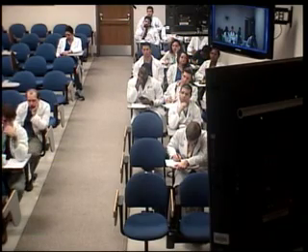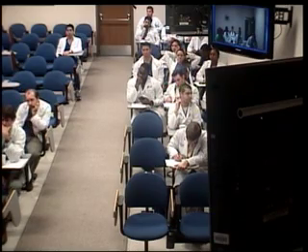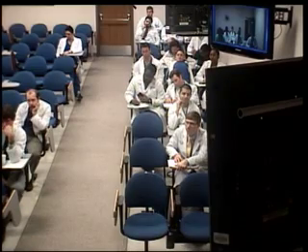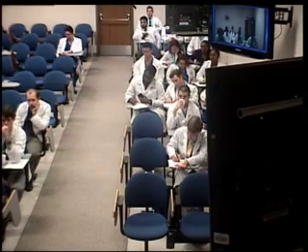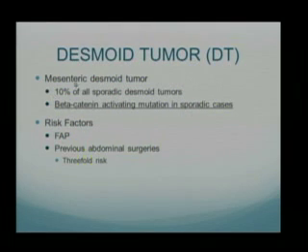So the last tumor we're going to discuss is the desmoid tumor. Desmoid tumors can be found either on the abdominal wall or in the mesentery. 10% of all sporadic desmoid tumors are of mesenteric origin. An important written board question is that the sporadic desmoid tumors have a beta-catenin activating mutation. You'll probably see that on your written board.